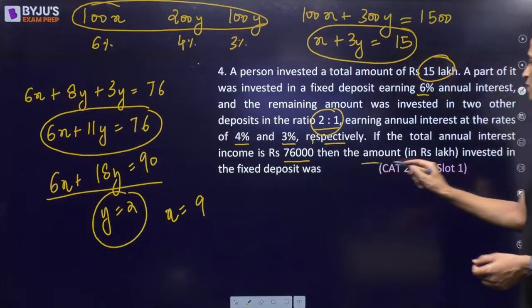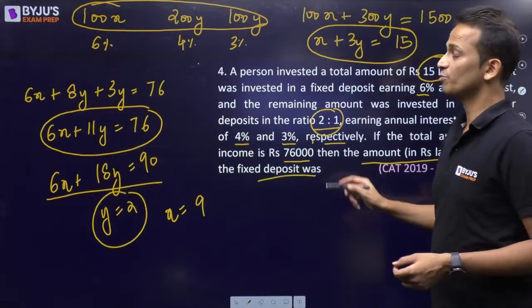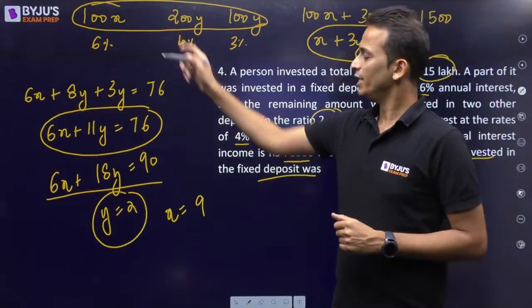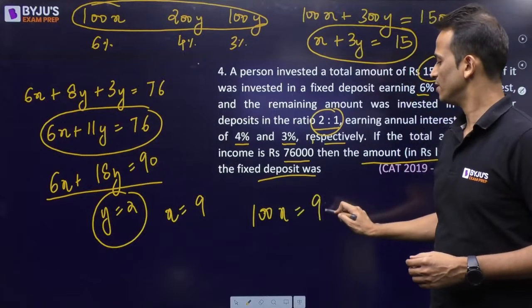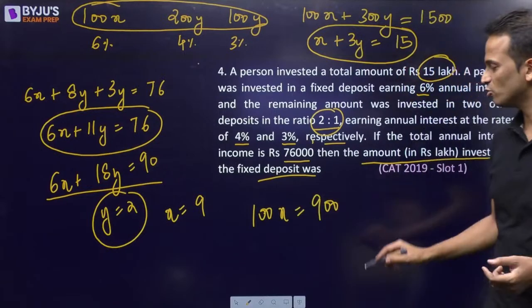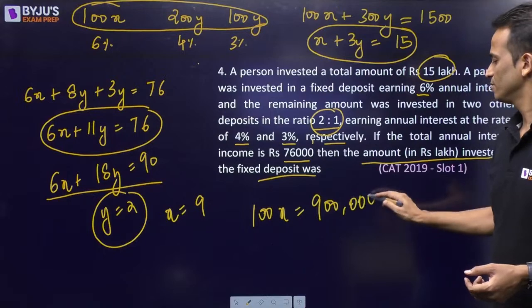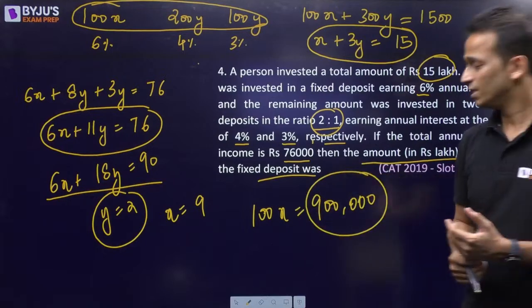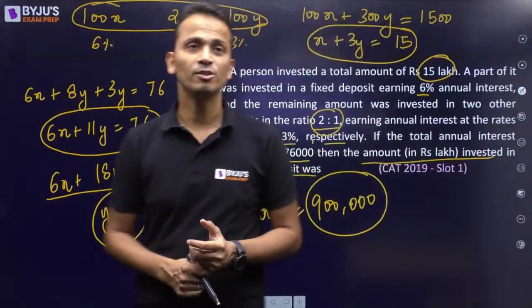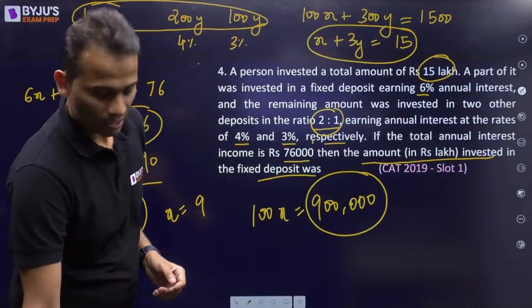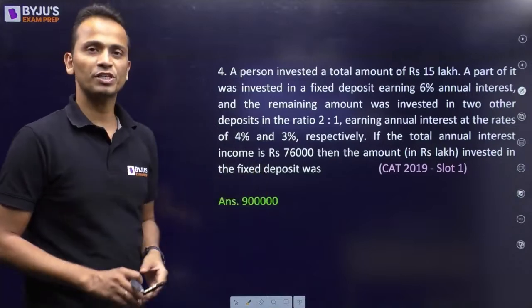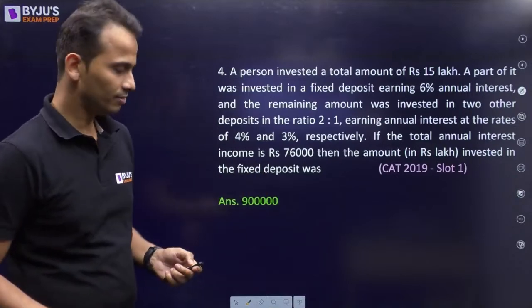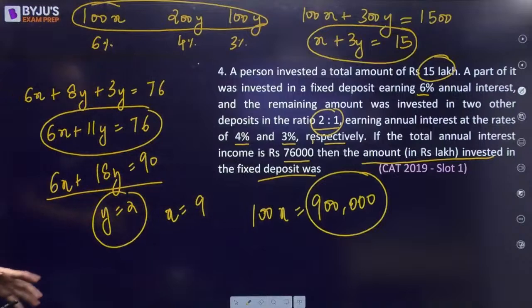What we have to find out is the amount invested in the fixed deposit, that means the first scheme. It was 100x, that is 900, and I'll put 3 zeros in front of it. So the actual answer will be 9 lakhs. Okay, so a total of 9 lakhs will be invested in the fixed deposit. That is the answer. Okay, so have a look at this entire one.